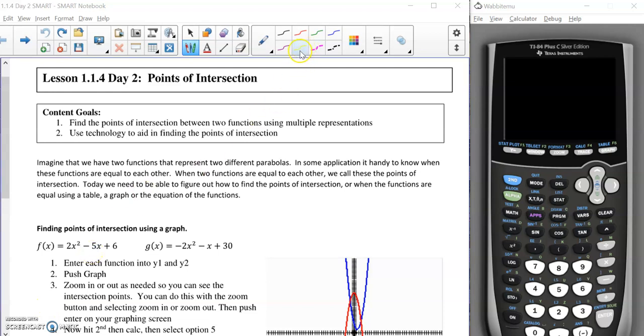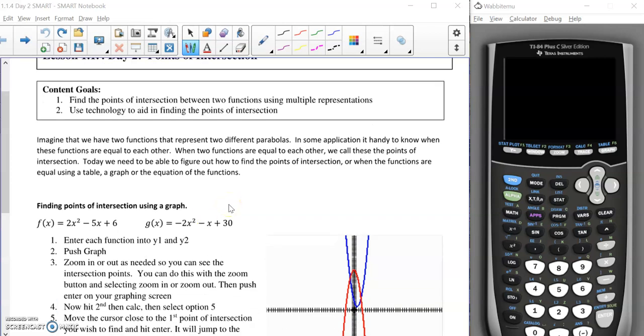Hey guys, welcome to lesson 114, day 2. Today our goal is going to be to find points of intersection between two functions, and we want to talk about that with multiple representations. So we're going to do it with a graph, we're going to do it with a table, and we're also going to do it with the equations. Okay, so we're going to use our calculator to help us do all of this. Well, most of it.